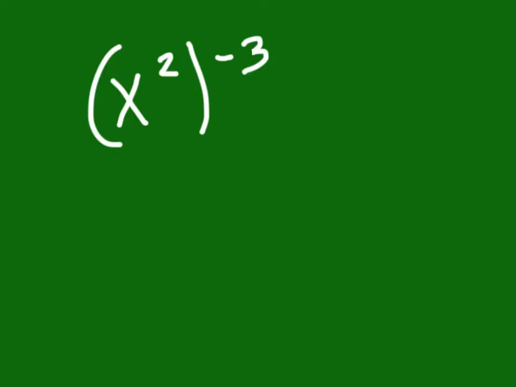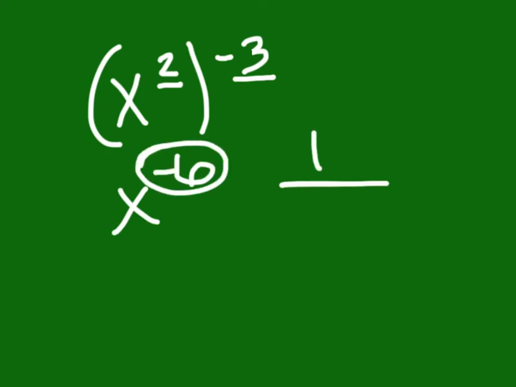We have x squared to the negative 3. 2 times negative 3 is negative 6. We don't keep negative exponents. So in order to make this positive, we put it on the bottom. That's 1 over x to the 6th.